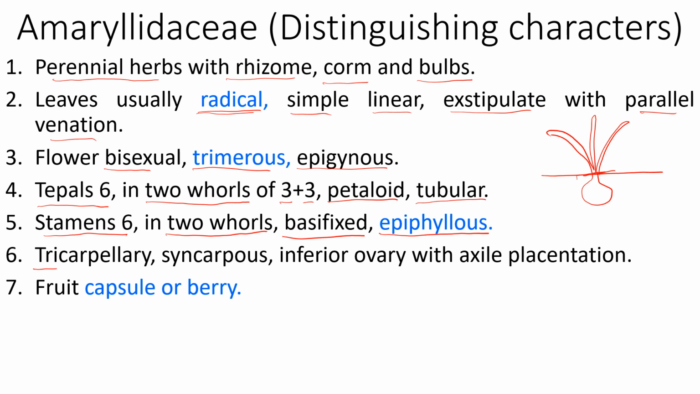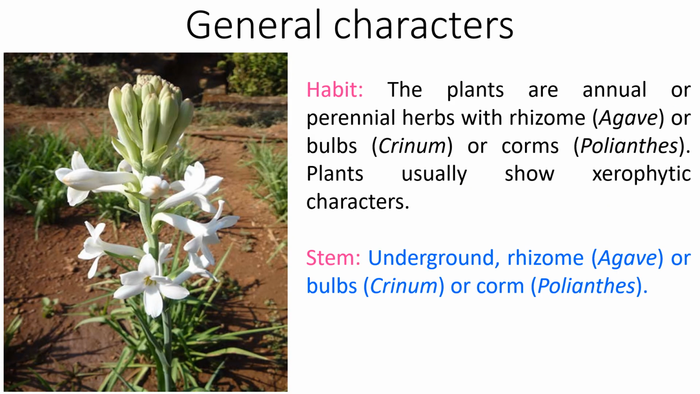Then the ovary is tricarpellary, syncarpous, inferior with axile placentation, and the fruit is either capsule or berry. So all these are the distinguishing characteristics of family Amaryllidaceae. Now the habit of this plant we can see. The plants are annual or perennial herbs with rhizome.